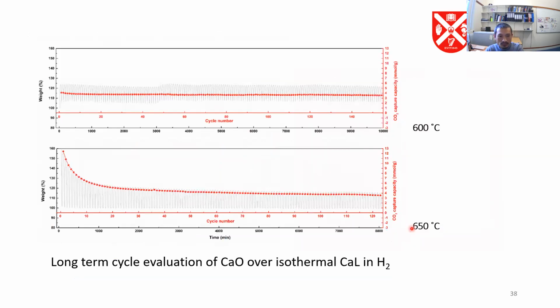So we actually tested about 150 cycles. You can see here at 600 degrees C, it's very stable, very stable. Even at 650, the performance reduced for the first 20 cycles, 30 cycles, then it also becomes stabilized.